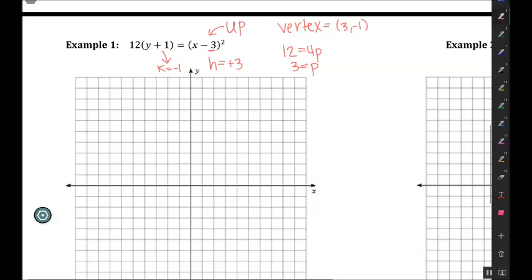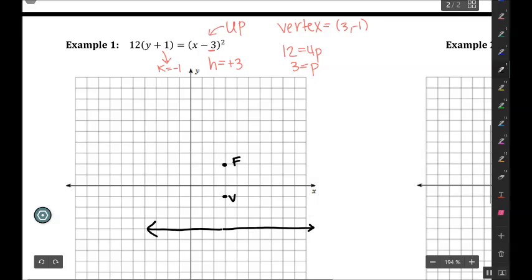So our vertex is 3, negative 1. Just like before, we're going to count using p to find the focus and the directrix. Since we're going to open up, I want you to visualize it opening up. And I'm going to count up 3. And this is going to be my focus. This is going to be my vertex. And down 3. And there's my directrix, which is the equation y equals negative 4. My focus is 3, 2.